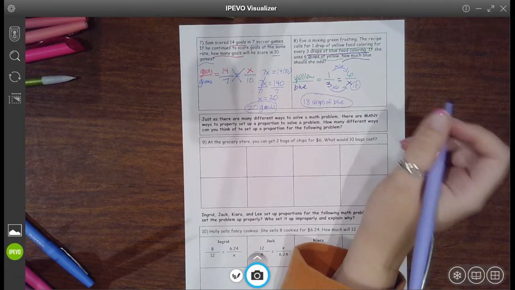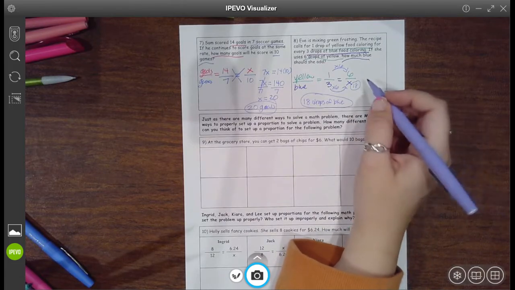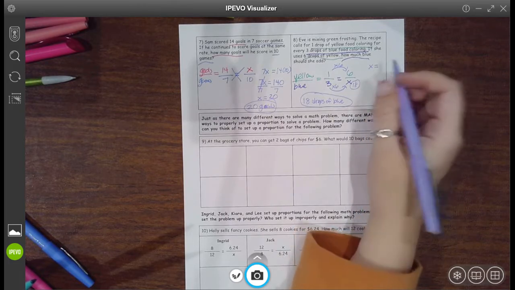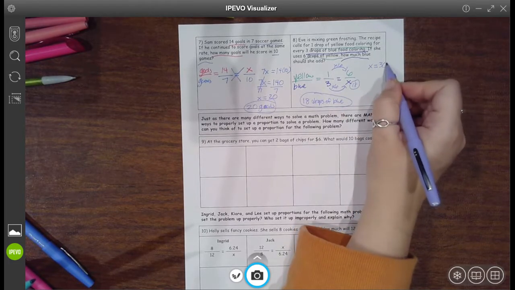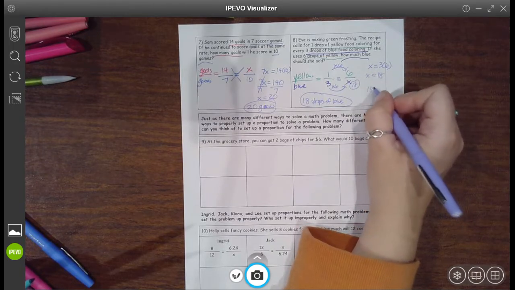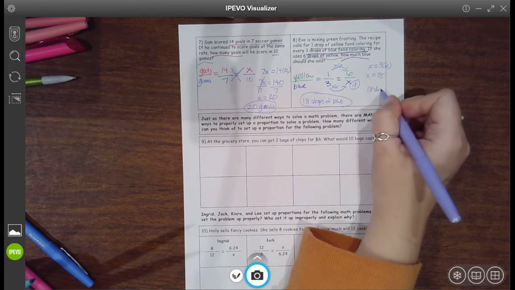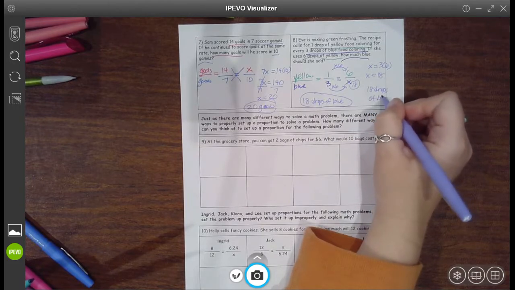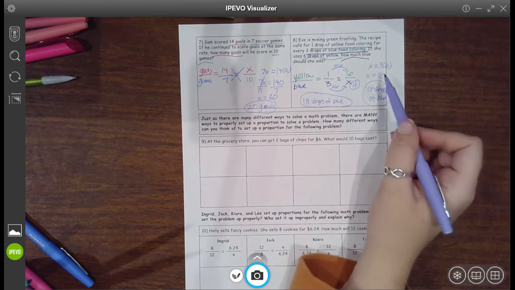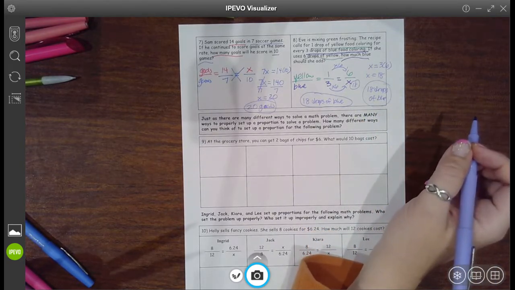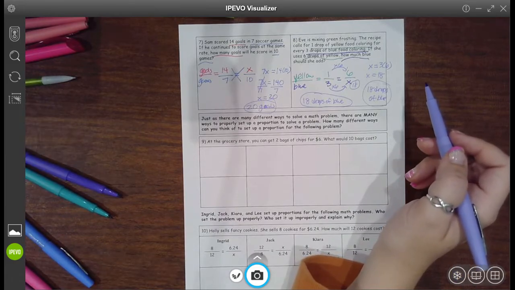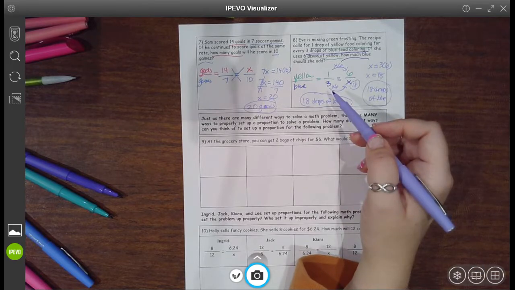Now, if for some reason you didn't see that, you could still do the cross products. 1 times x is x. Set that equal to 3 times 6, which is 18. So again, 18, and x is talking about the drops of blue. Notice how even if you do the shortcut or if you do cross products, you still get to the same answer. It's just that cross products will always work, even if your numbers aren't very nice. And the shortcut, if you can do it, why not?